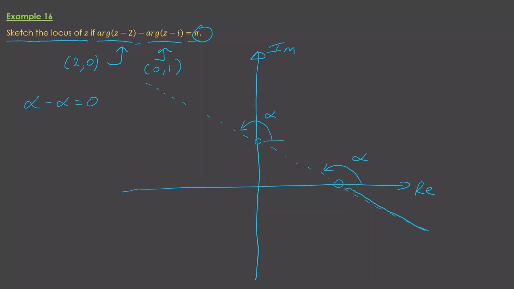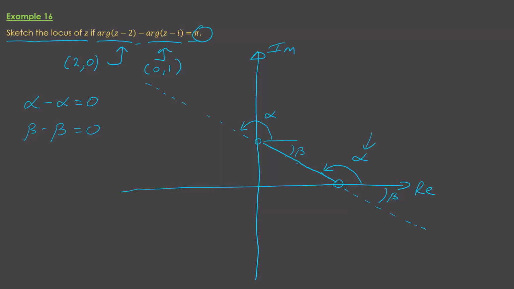If I go down here, this angle is beta. Remember, beta is a negative angle. The angle to that portion here is beta as well. And so beta take away beta is 0. That's not equal to π. So that part down there is not part of the locus. But what about the part in between?